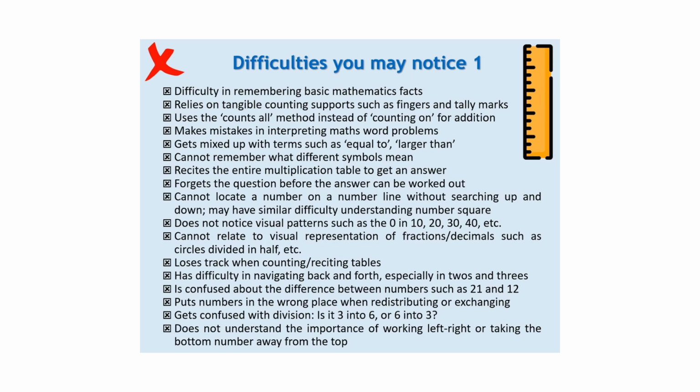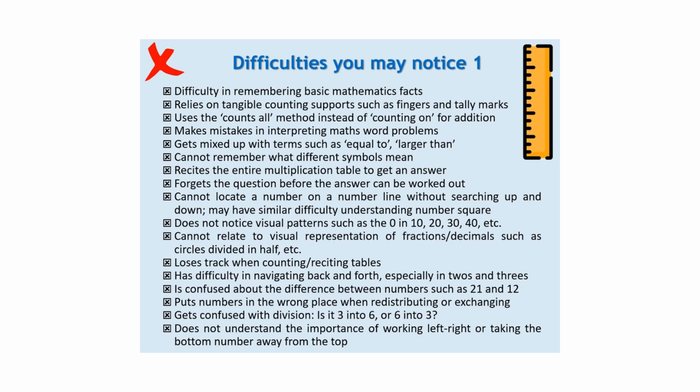Cannot remember what different symbols mean. Recites the entire multiplication table to get an answer. Forgets the question before the answer can be worked out. Cannot locate a number on a number line without searching up and down. May have a similar difficulty understanding number square. Does not notice visual patterns, such as the 0 in 10, 20, 30, 40, etc.